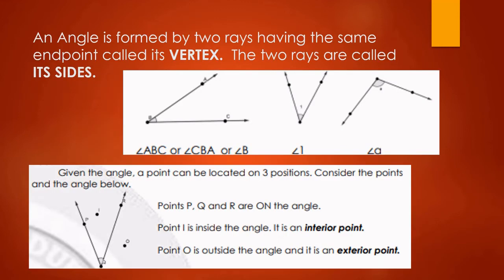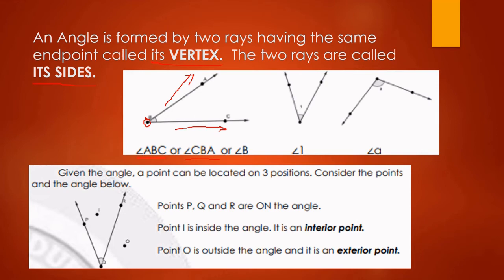Okay? Now, let us discuss an angle. An angle is formed by two rays having the same endpoint called vertex, and the two rays are called its sides. So, this is your endpoint, this is your vertex, and these two rays are the sides of the angle. The name of the angle is angle ABC, or in symbol, angle ABC. You can also call it as angle CBA or simply angle B.